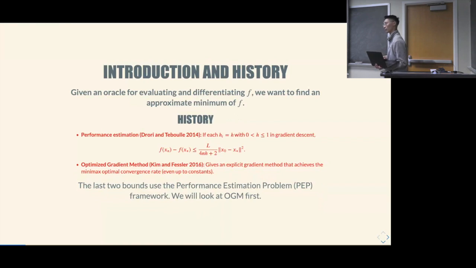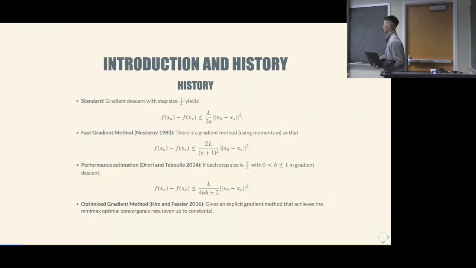What constants do we improve? Sorry, so you can see here that standard gradient descent gives you 1/2n. This is the explicit number here. Here you have 1/4n. So there's a factor of 2 improvement there. Okay, thanks for the question. Any further questions?